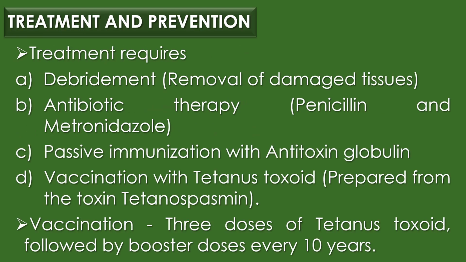Finally, treatment and prevention of Clostridium tetani infection. The treatment requires debridement or removal of damaged tissues, antibiotic therapy with penicillin and metronidazole, passive immunization with antitoxin globulin, and vaccination with tetanus toxoid, which is prepared from the toxin tetanospasmin. And regarding prevention through vaccination, it consists of 3 doses of tetanus toxoid followed by booster doses every 10 years.